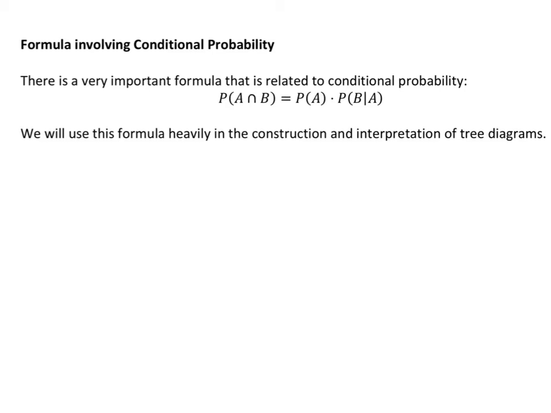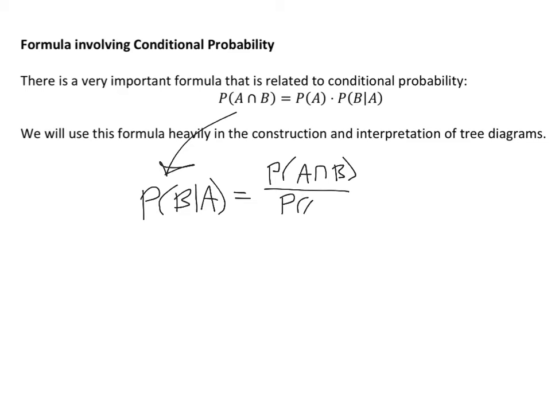There's one more thing I want to say about it, and I don't want to take a lot of time on this, but I do want to point out there's another way to rewrite this formula. I could divide the P of A over. I could get the probability of B given A to be equal to the probability of A intersect B divided by the probability of A.